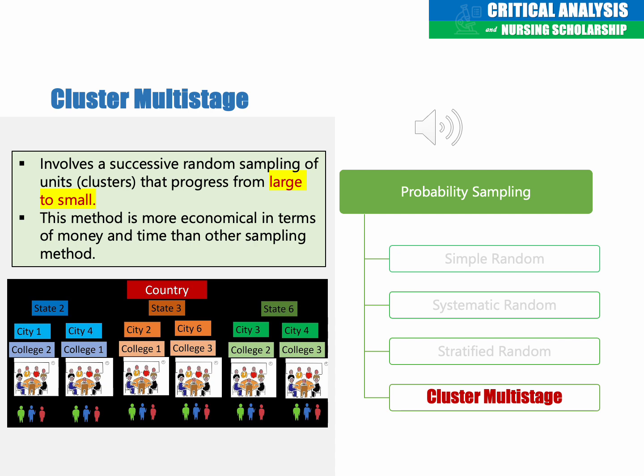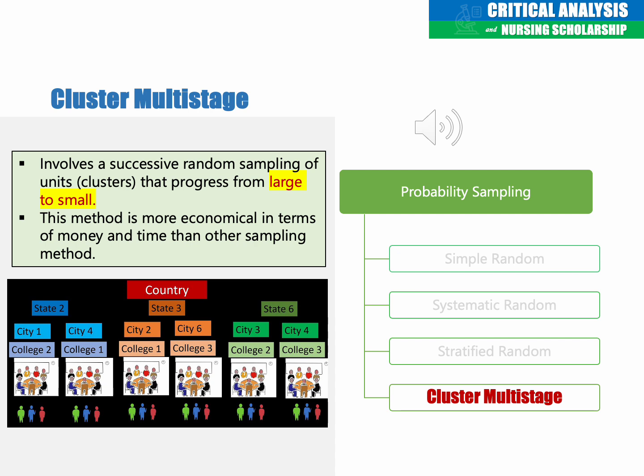Now, for example, you want to study burnout or stress in nurses across the country. The first stage would be random selection of 5 regions or states. The second stage is random selection of, for example, 5 hospitals per state. And the third stage would be random selection of nurses within each hospital, within that particular state. That is cluster multi-stage sampling.